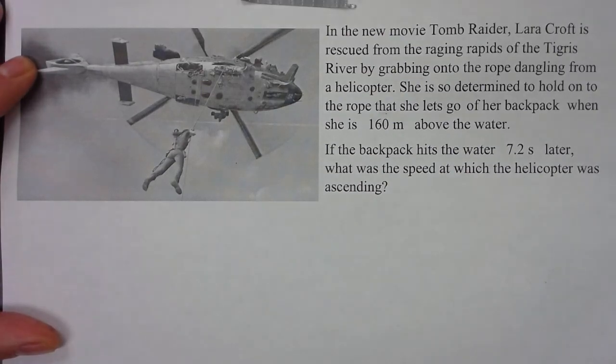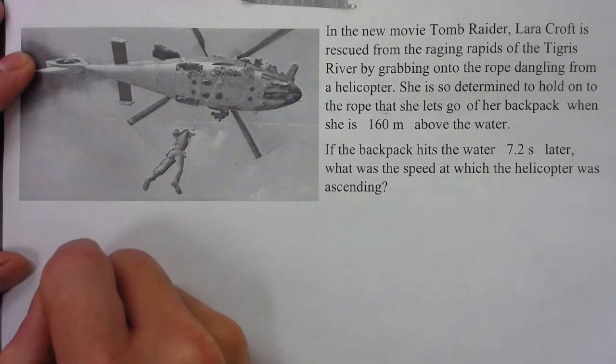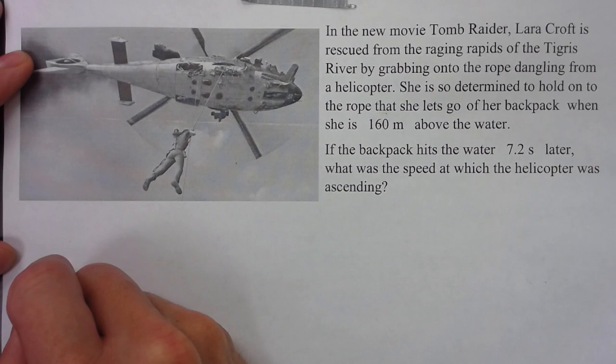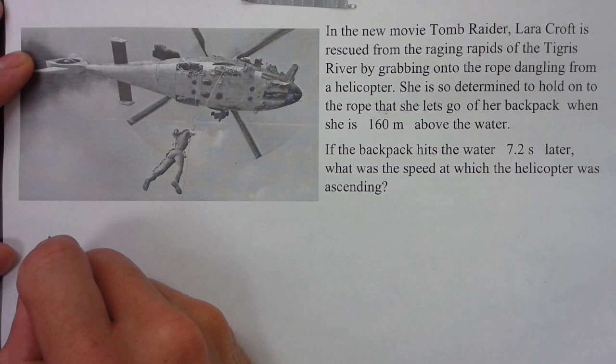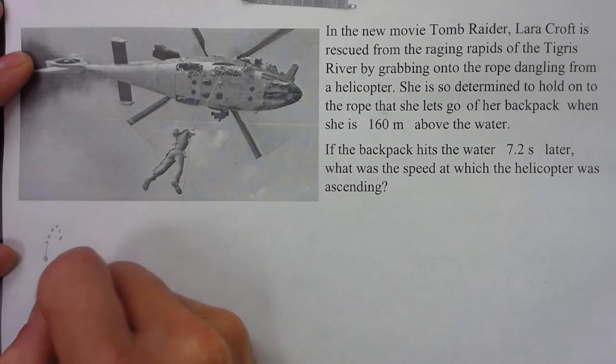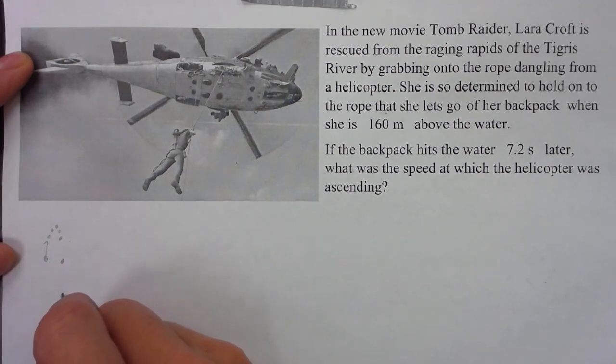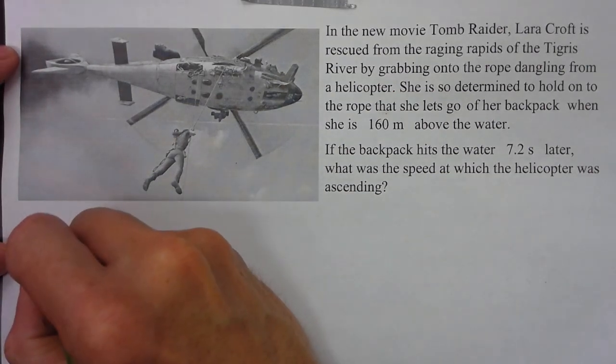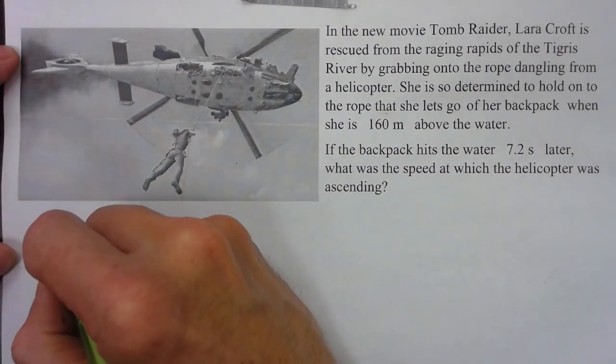So we're going to draw that motion diagram of that backpack. So she starts, say, here, and she's going up. So the backpack will continue to go upward for a little bit, decelerating on the way up, and then it will come down, accelerating on the way down, and we'll say that that's where the water is, right there. Traveling up at first, then traveling down here.